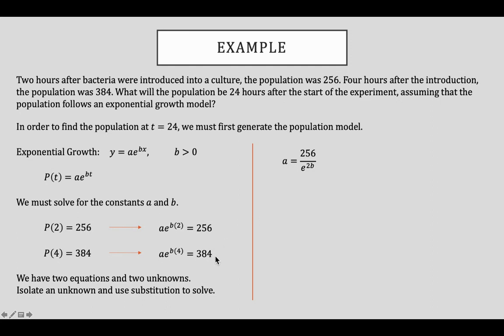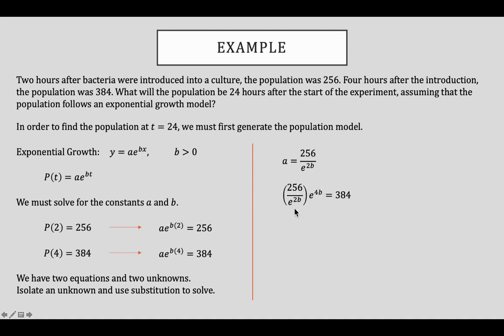I can now substitute that quantity in for a into my second equation. Plugging that value in for a into the second equation gives me 256 divided by e to the 2b times e to the 4b has to equal 384. And now we just need to do some algebra that is going to simplify this expression. Notice, I have exponential quantities with like bases here. I have an e to the 4b, which will end up in the numerator, divided by an e to the 2b, which will end up in the denominator.